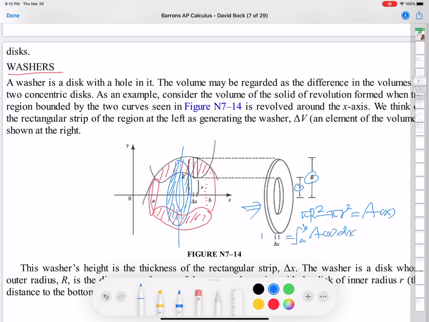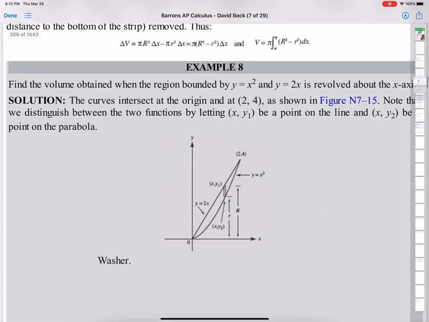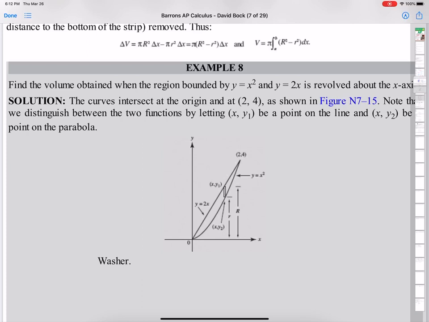That will be the volume. So anyway, same concept: find the cross-section's area, but the cross-section shape is a donut shape. In this case, we call that the washer method. I want to solve one example problem, example 8, and then today's lecture is going to be done.